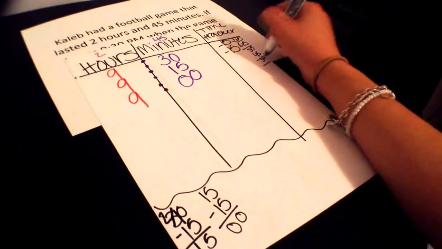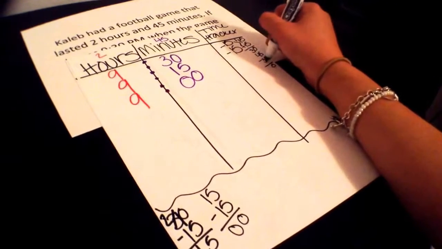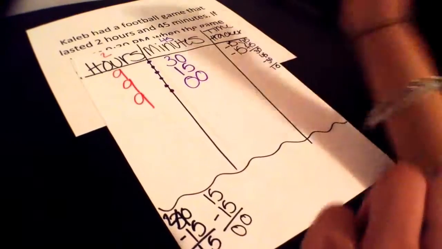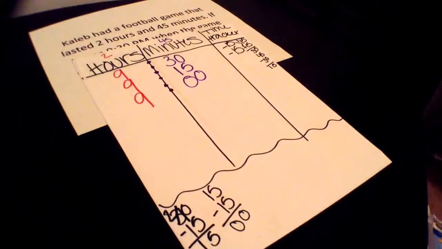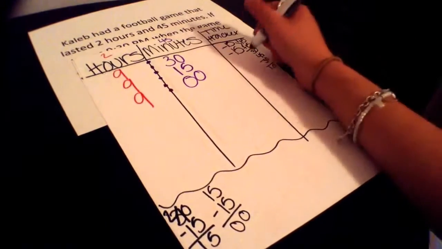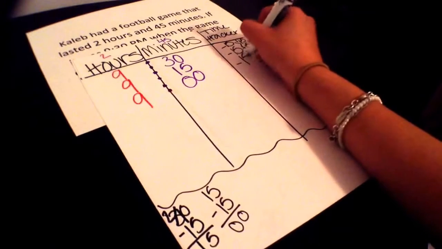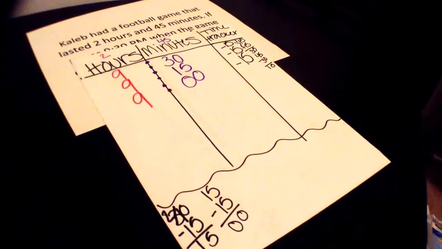5 minus 0 is 5. 4 minus 3 is 1. So we have 15 more minutes that we need to subtract, so we'll just take away those 15 minutes. Okay. Now, we're going to take away those 15 minutes from 9 o'clock.